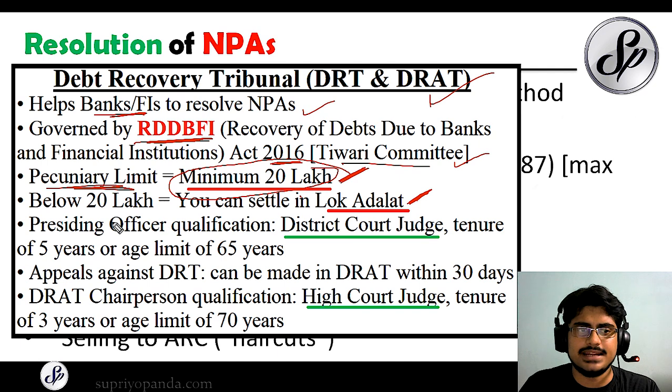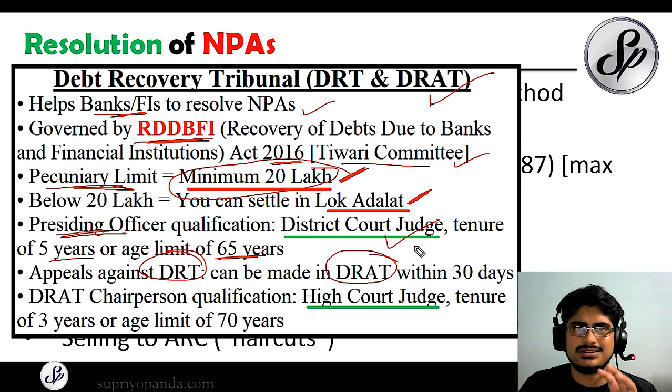And remember that the Debt Recovery Tribunal is headed by a presiding officer. So the qualification of a presiding officer, the person must have been a district court judge, and the tenure of appointment is 5 years or till the age limit of 65 years is attained. And the appeals against the Debt Recovery Tribunal can be made in the Debt Recovery Appellate Tribunal within 30 days. So if you are not happy with what the DRT has ruled, then you can go ahead and approach the DRAT and they are going to hear your case.